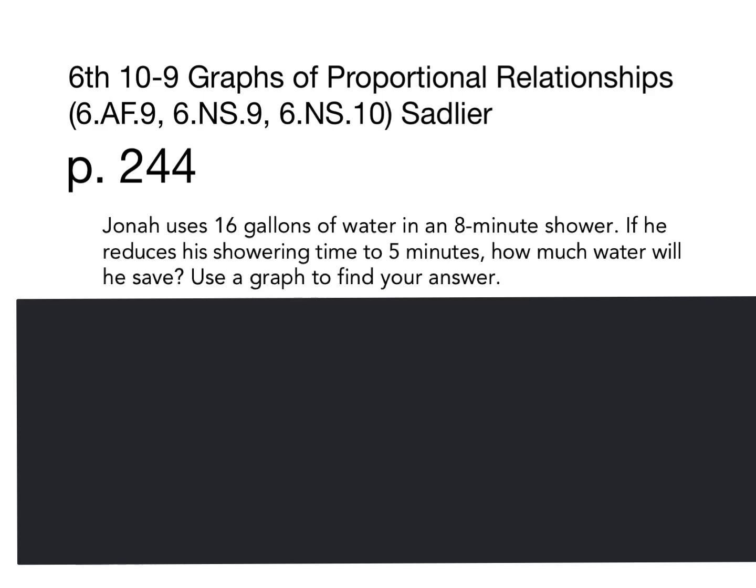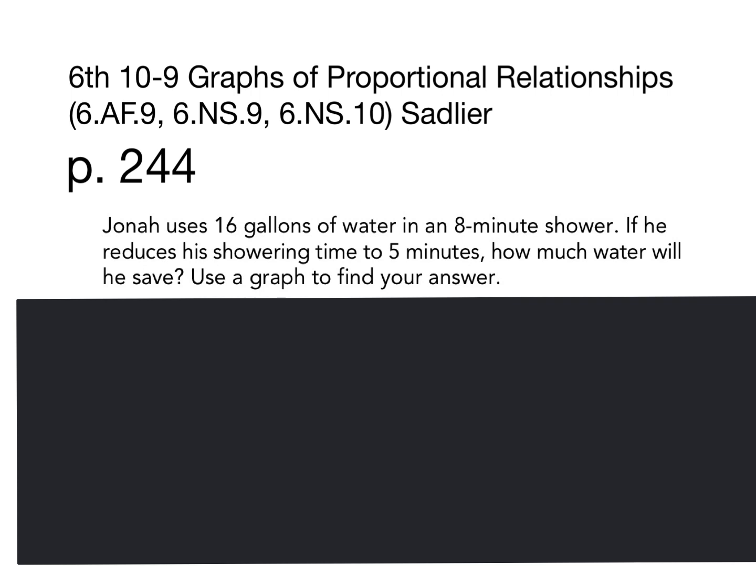Section 10.9 is on graphs of proportional relationships. Jonah uses 16 gallons of water in an 8-minute shower. If he reduces his showering time to 5 minutes, how much water will he save? Use a graph to find your answer.